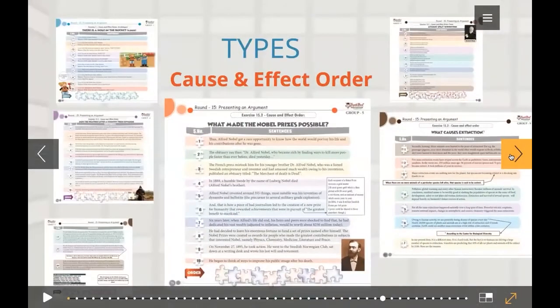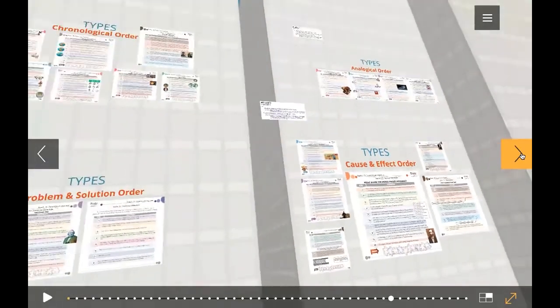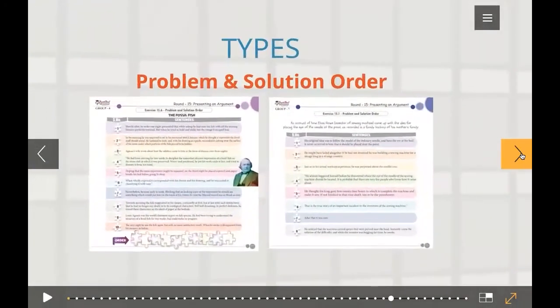And then we have cause and effect order. A very interesting one here is what made the Nobel Prizes possible. A bad piece of journalism actually contributed to instituting the Nobel Prizes. This is for grade 5. And what causes extinction? A very thought-provoking read. So all our articles, we penned them ourselves. That will be very interesting for you to read. And problem and solution order.